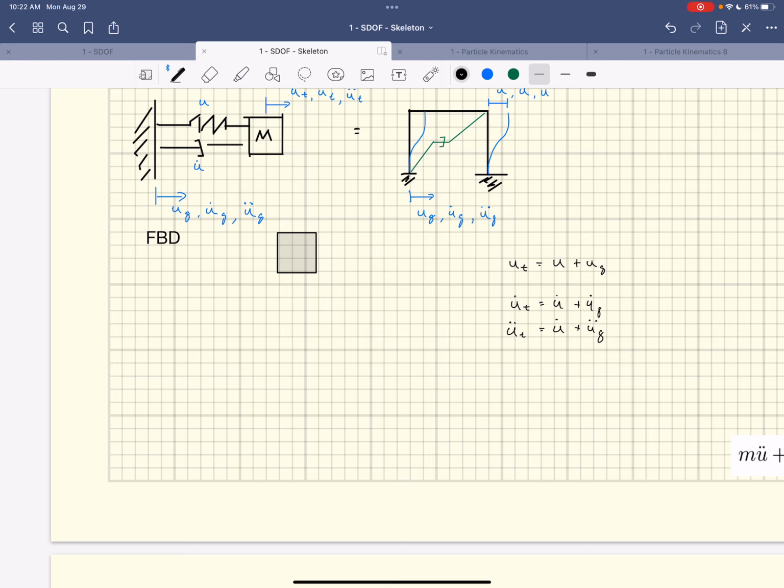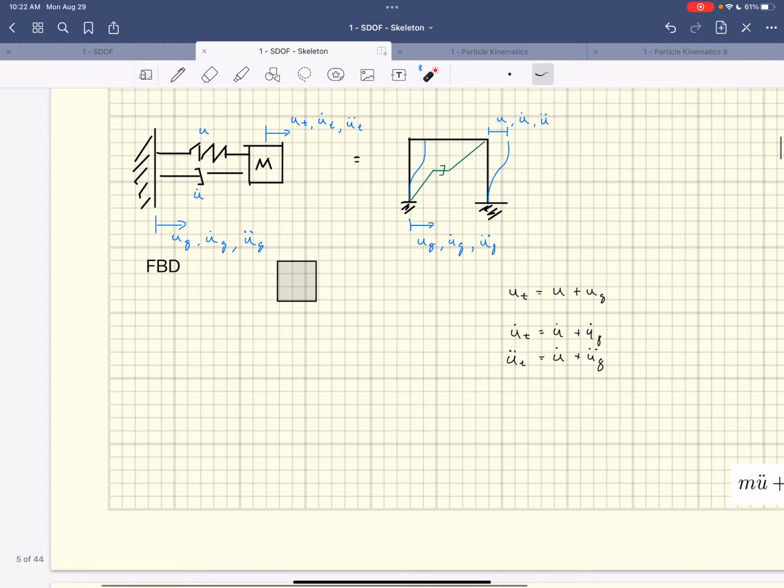So the total displacement is the ground displacement plus how much it moves in between, right? And why is it important to know how much it moves in between? Because that's what the spring feels, and that's what the damper feels. The spring doesn't see the total displacement. It just sees the difference between the total displacement and the ground displacement. That's all the spring sees. Why we care what the spring sees is because the spring is your building. Your building only feels U, it doesn't feel U total. It only feels that relative displacement between them. And that's important because we're trying to design the building, so we need to know how much the building actually feels.